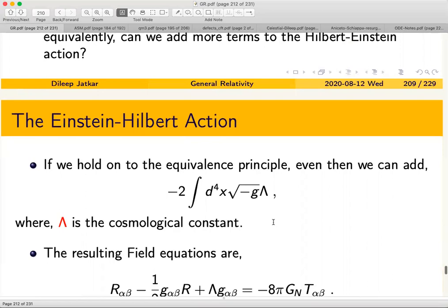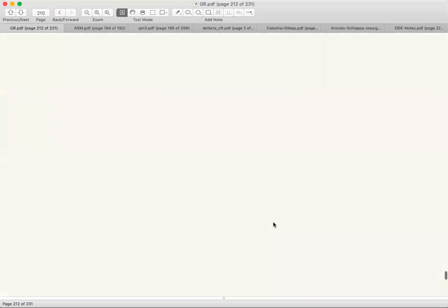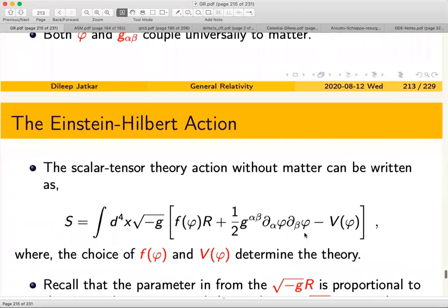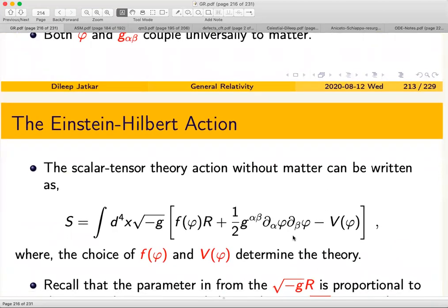Okay. So therefore, you could say that the scalar tensor theory could naturally tell you that the cosmological constant is actually a dynamical object. It's not a constant piece in the action, but it is supposed to be the value of the potential for a constant configuration of, say, a scalar field in this particular case.